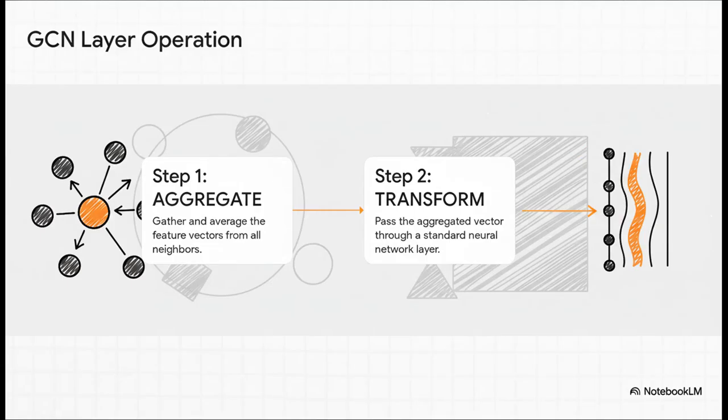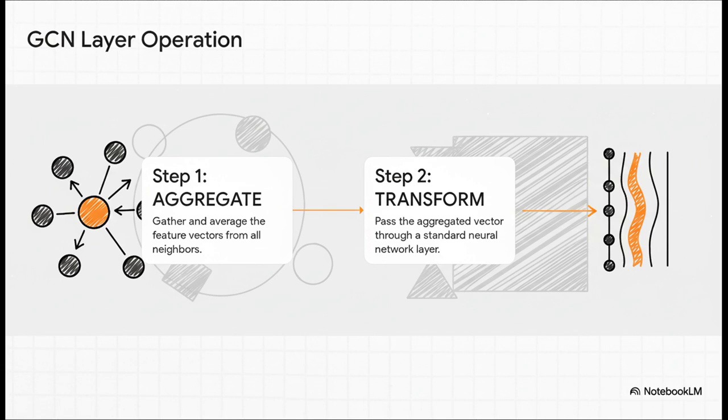Ready? Here it is. Step 1, aggregate. For any node you're looking at, you just grab the feature vectors from all of its neighbors. You just collect them up and smush them together, usually by just averaging them. Simple as that. Now you have one single vector that's a summary of the whole neighborhood.